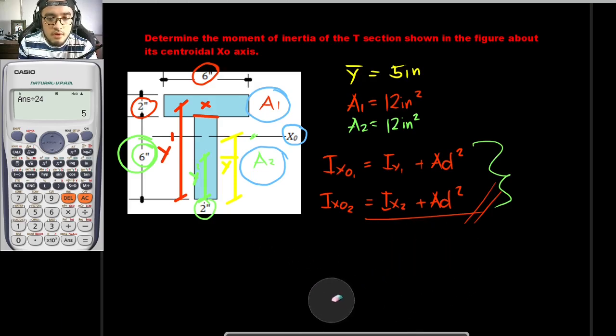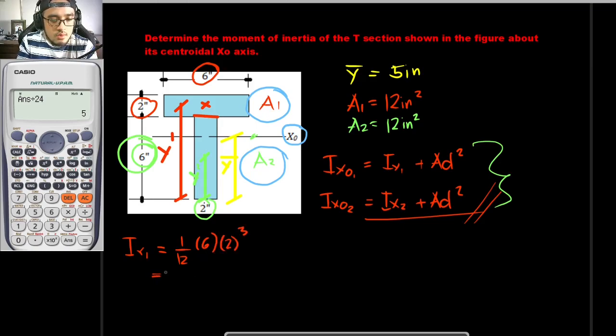So let's solve for I sub x sub 1 first. So for area 1, this is to be 1 over 12 times b h cubed, and our b is equal to 6 and our h is equal to 2 cubed. So that is to be 6 times 2 cubed divided by 12. So our answer here is to be 4 inches raised to 4.